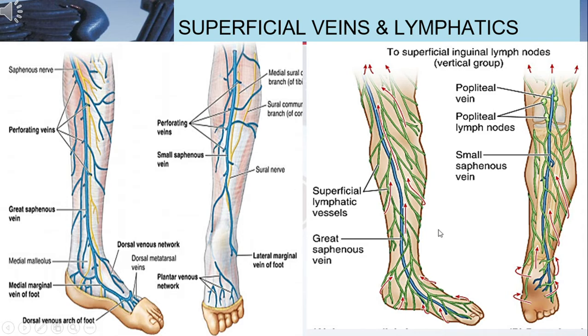Looking at the lymphatic drainage, from the anterior and lateral aspect it goes towards the superficial inguinal lymph nodes, mainly to the vertical group. From the posterior aspect, along the small saphenous vein, we can observe that some of the superficial lymphatics drain into the popliteal lymph nodes present in the popliteal fossa.